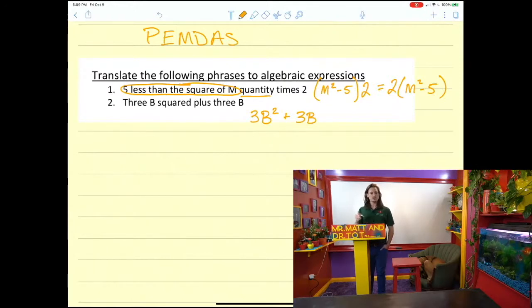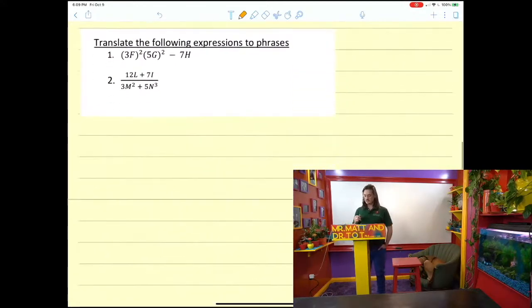If you have any questions, please let me know, either in the live chat function or in the comment section below. If not, let's move on to these two problems. I'd like you to translate the following expressions into English phrases. I'll give you 3 minutes.